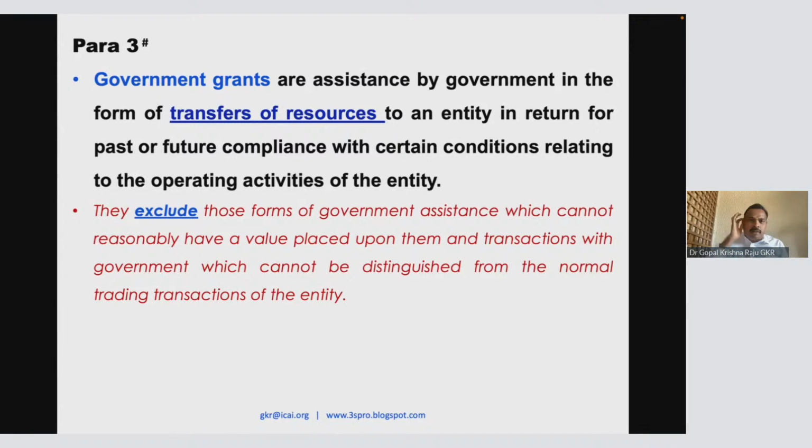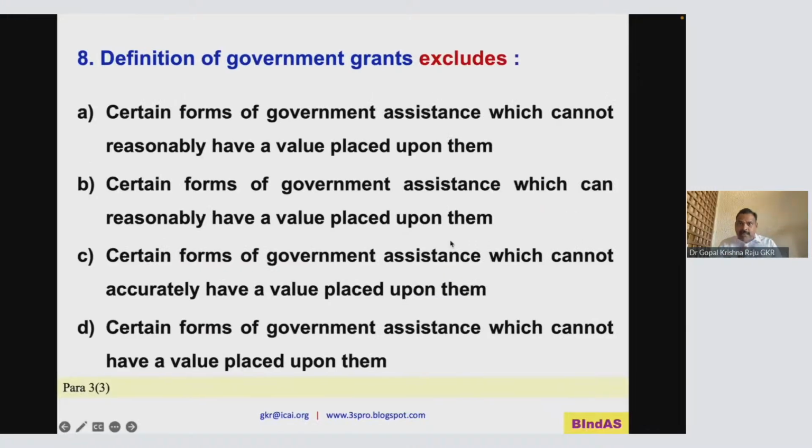Now, what kind of government grant is difficult to measure? Okay. Say, for example, the government is giving you certain rights to actually go and do a business there. So that is a government grant in the form of a transfer of resource. Transfer of resource includes the right also.